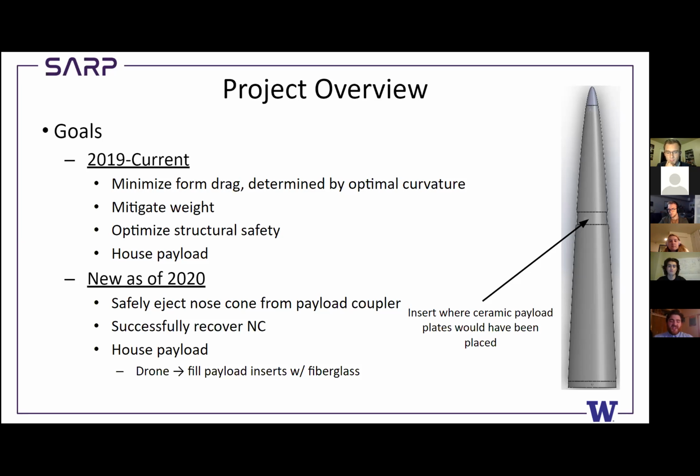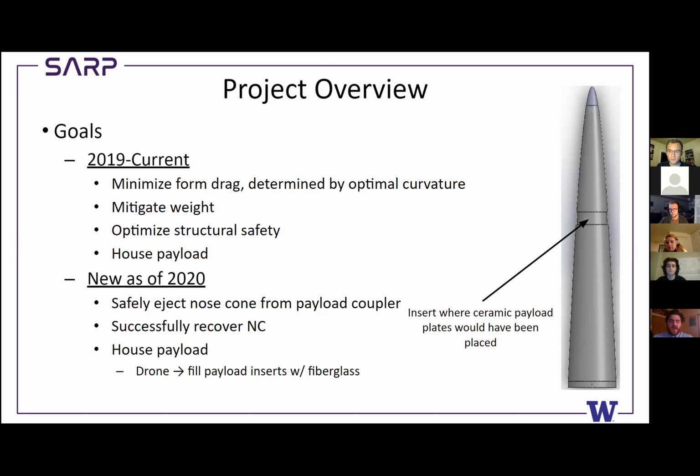But this year, the payload has changed. In case you're unfamiliar with last year's payload, it was a ceramic plate which actuated plasma around the circumference of the nosecone with the goal of reducing the overall drag by increasing the length of laminar flow over the rocket. So if you look at this diagram on the right, you can see those indents, or that negative space, on the nosecone. That's where the ceramic plates for the plasma actuators would have been.